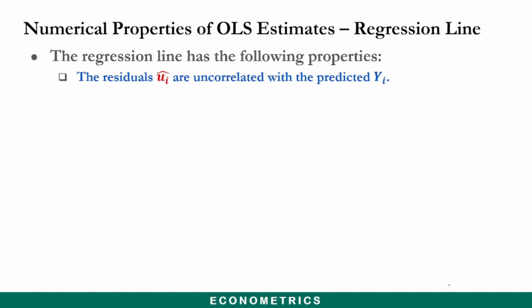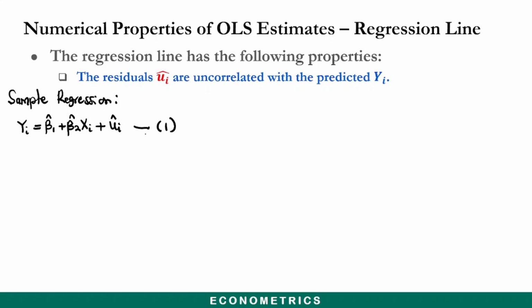Again, the residuals ui are uncorrelated with the predicted y. Here also we need some kind of proof to show that this is indeed satisfied. So we will again start with the sample regression equation. The sample regression is given by yi equals beta 1 hat plus beta 2 hat xi plus ui hat. I would like to call this my first equation. And I would like to find the mean sample regression.